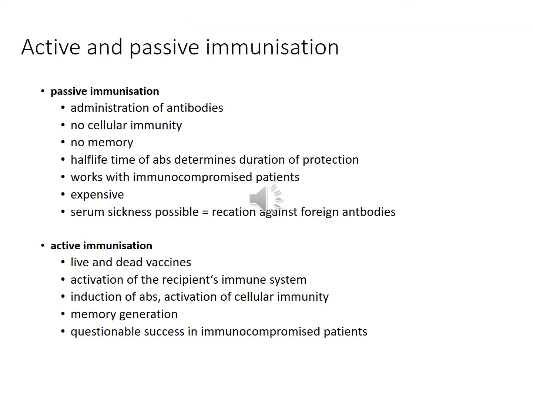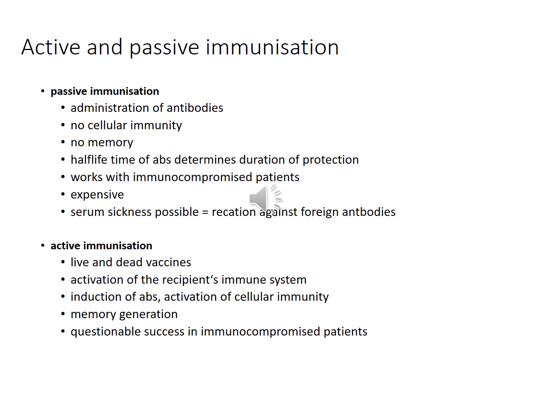So first we are going to talk a little bit about passive immunization, which is actually not vaccination, but it is important in this context since it is the acute alternative to a vaccination. So passive immunization is the administration of antibodies. It doesn't give any cellular immunity, it doesn't give any memory, and the half-life of the antibodies determines the duration of protection. It works with immunocompromised patients who cannot receive vaccinations for various reasons, but it is expensive to manufacture the antibodies required for passive immunization. There's also a possibility of serum sickness, which is the body's own reaction against the foreign antibodies. And this is, of course, more of a risk when you give antibodies from a different species and if you give them more than once.